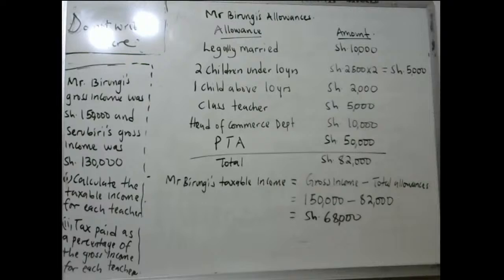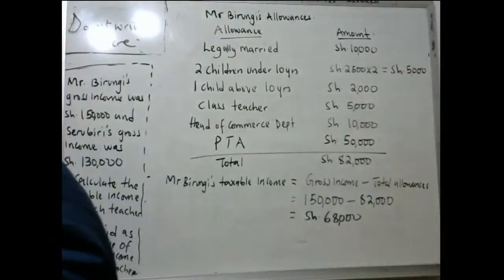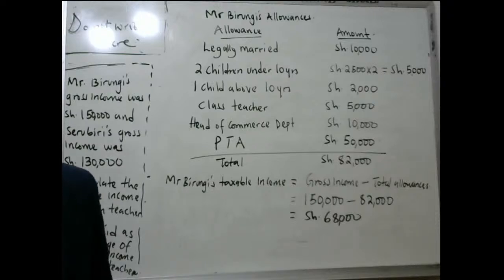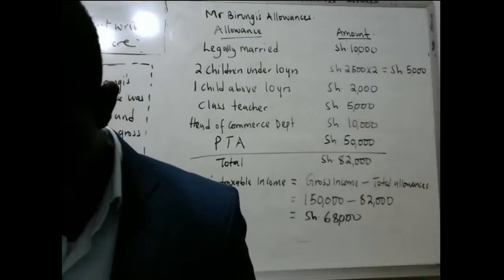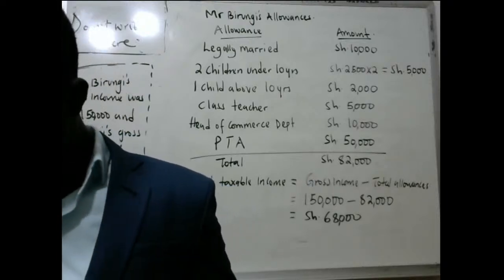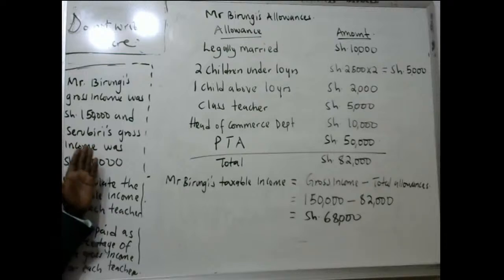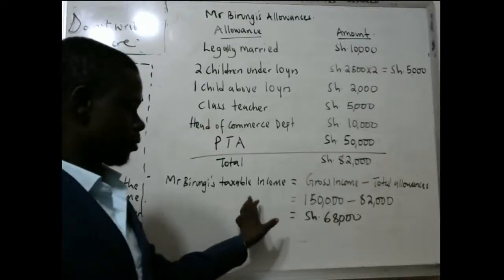Now, after calculating the taxable income of Mr. Birungi, we are also going to calculate the taxable income of Mr. Serubiri. Okay? These two teachers are different. Mr. Birungi and Mr. Serubiri. Are we together? So, this is what we are supposed to have. You are supposed to write up to that level. So, we've calculated Mr. Birungi's allowances and we've also calculated his taxable income.